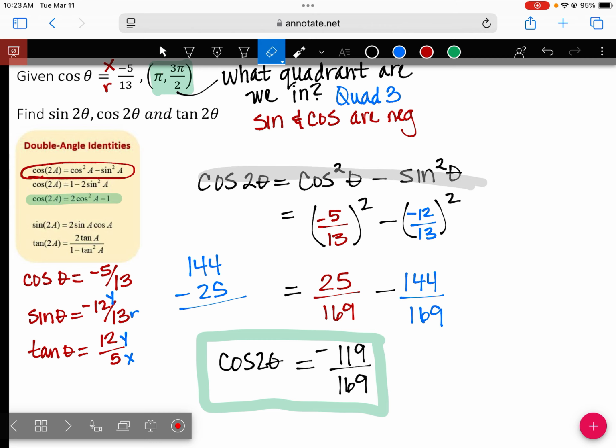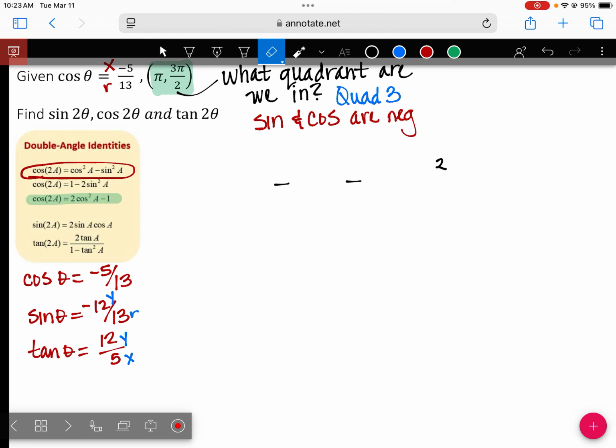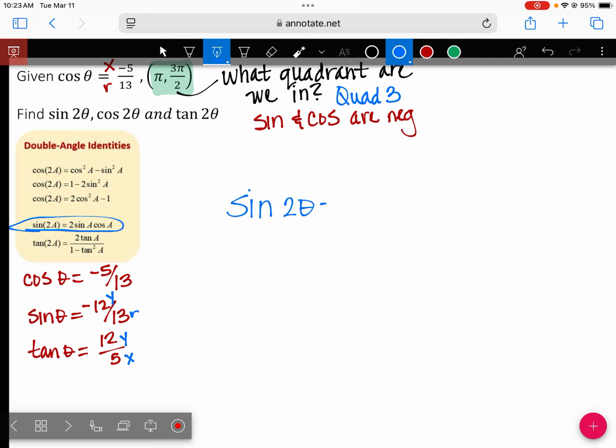So now to do our sine double angle, go ahead and take this off. For our sine double angle, we only have one choice. And this is the choice we have for sine double angle. It says to find sine of 2 theta, you're going to take 2 times the sine of theta times the cosine of theta.